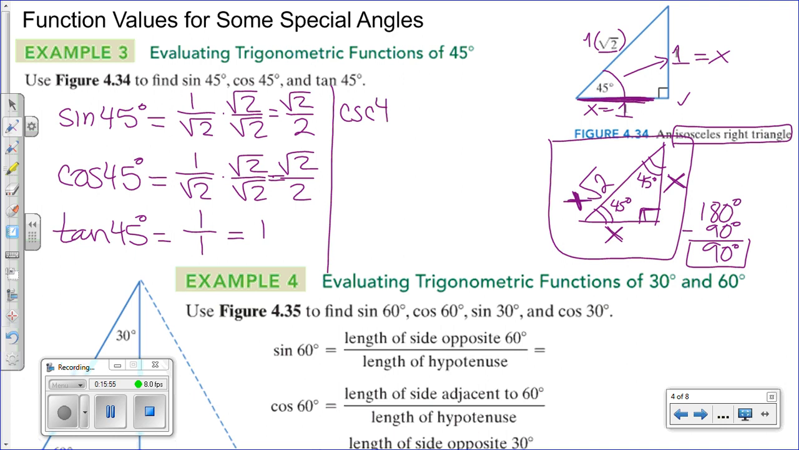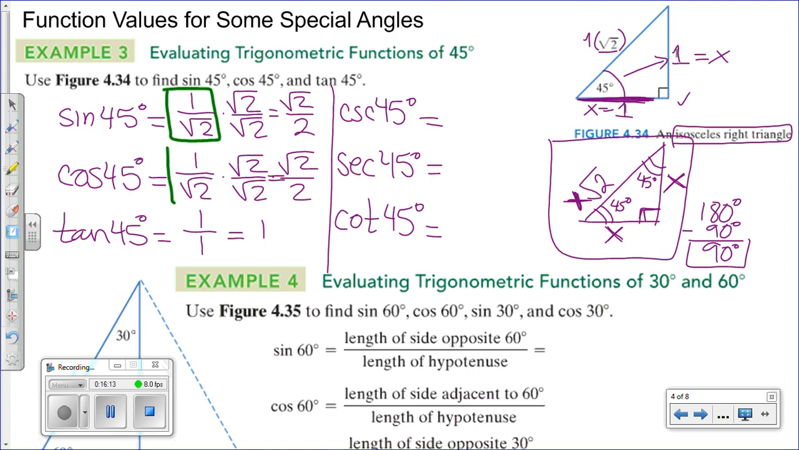Now I want you guys to find the remaining 3 by finding the reciprocals of sine, cosine, and tangent. And I will suggest that you use this form of sine and this form of cosine to make your life easier. So when I say reciprocal, we all know what you need to do, right?